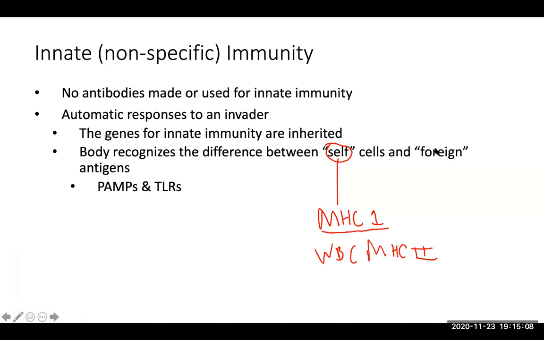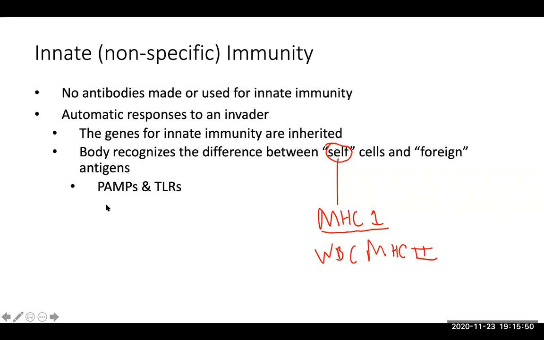Okay. So foreign cells that are not us are going to have different markers, different types of proteins, carbohydrates, all these different molecules, which are called antigens. And we can classify this whole group of pathogenic antigens as pathogen-associated molecular patterns. So PAMPs, pathogen-associated molecular patterns. And so that's all the different types of antigens.